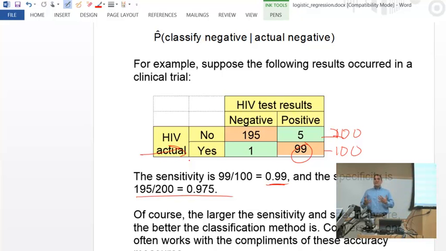Of course, the larger these sensitivities and specificities are, the better the classification method is. Ideally, you would like these values to be equal to 1.